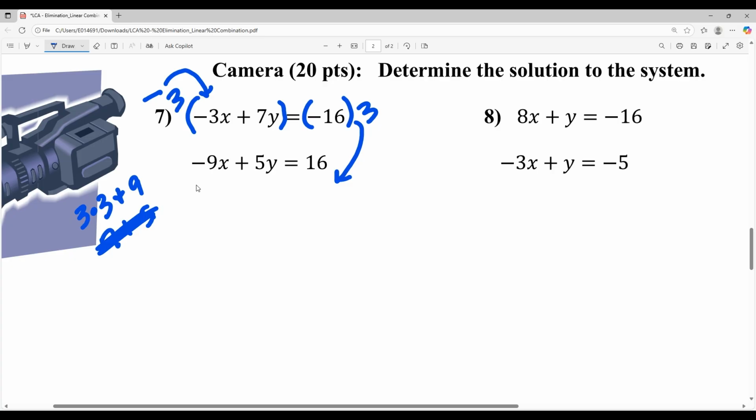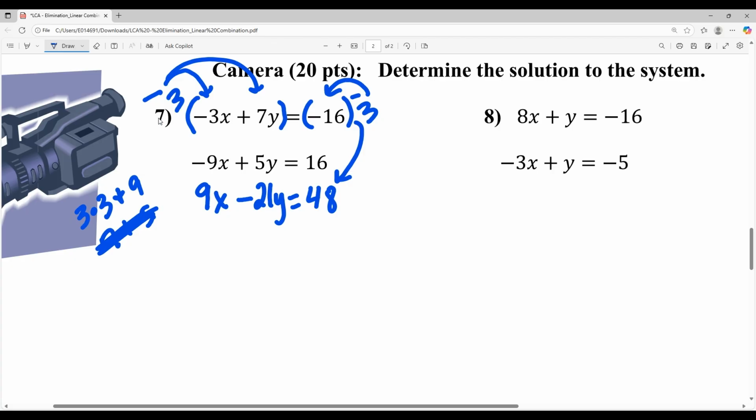Negative times a negative is a positive. 3 times 3x is 9x. Negative times a positive is a negative. 3 times 7y is 21y. Then I'm going to do 3 times negative 16, or actually technically negative 3. Negative 3 times negative 16 is going to give me positive, I believe it's 48. Let me double check. 16 times 3 is 48. Yes. Any questions on what I did there so far? Are we okay? If you don't understand, please say so, and I will re-clarify.